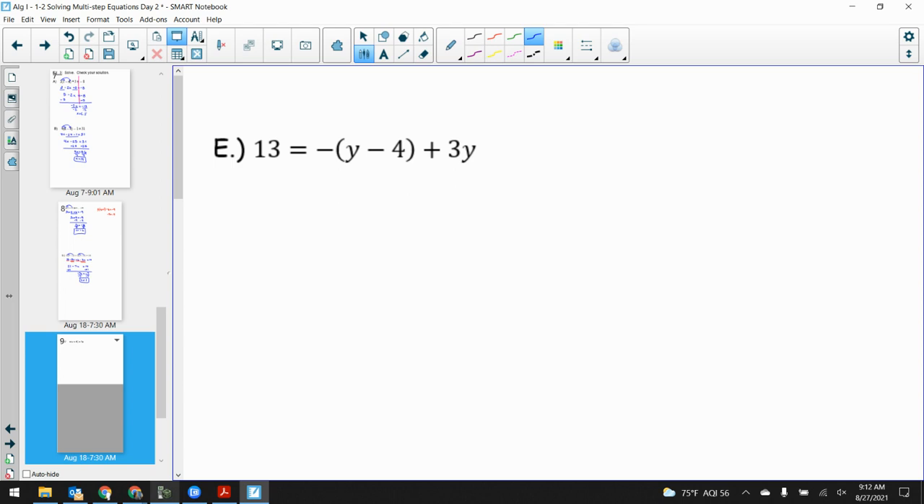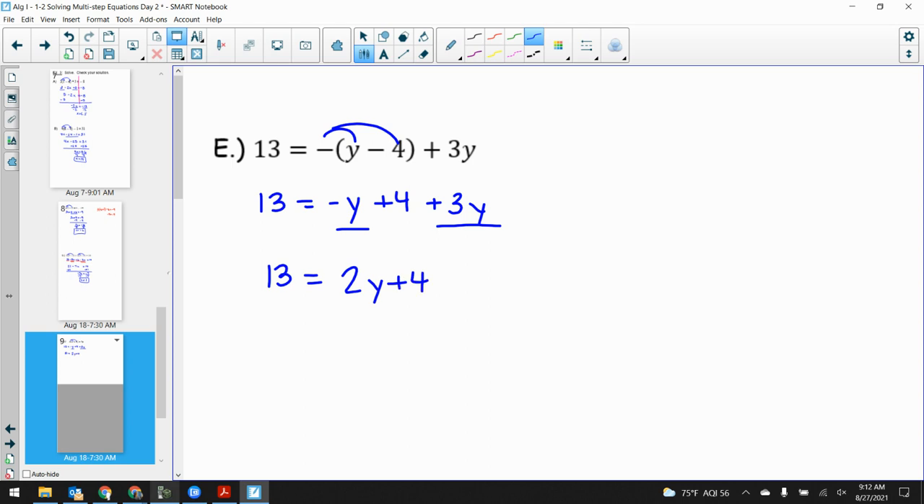Now, what's tricky about this one? It's that negative, right? It's a negative coming in. So let's bring in that negative. And that's going to give me 13 is equal to negative y, and then a plus 4 plus 3y. Now when I combine like terms, I'm going to get 13 is equal to 2y plus 4.